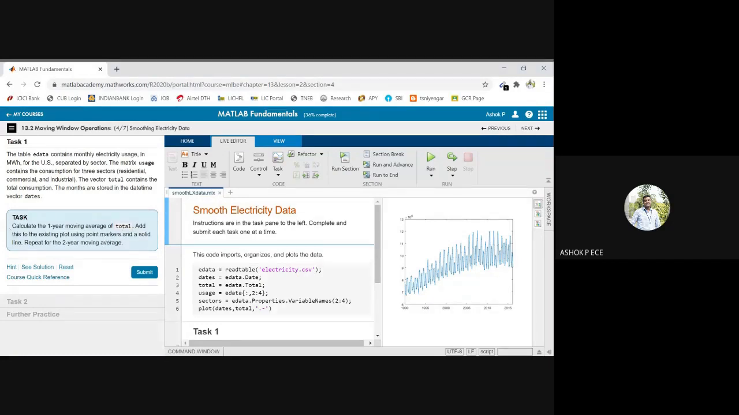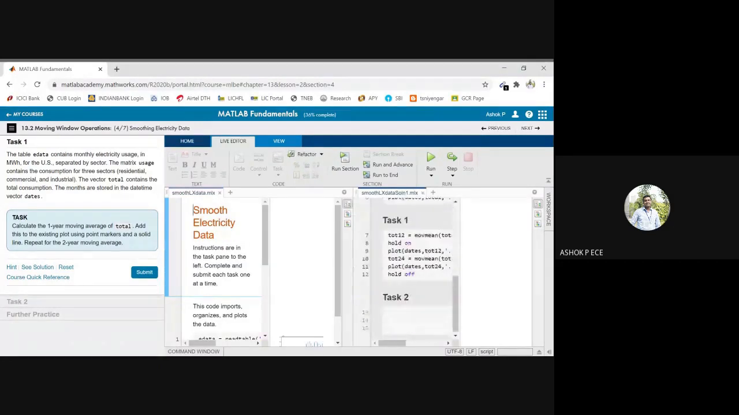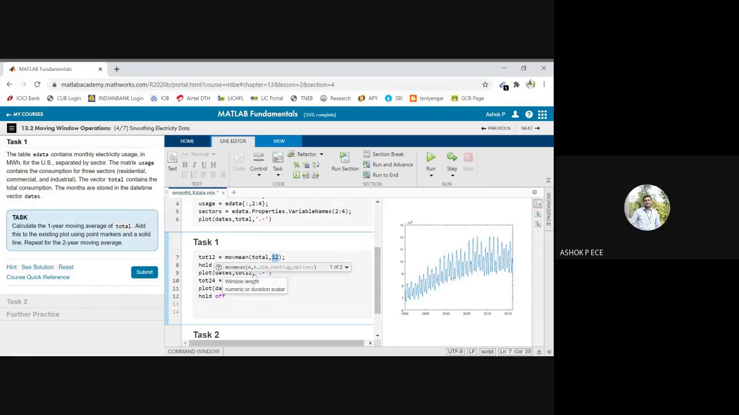Calculate the 1 year moving average of total. Add this to the existing plot using markers or a solid line. Repeat for the 2 year moving average. So I am going to find the 1 year moving average and the 2 year moving average. 1 year moving average means you have to do it for 12 months. 2 year means you have to do it for 24 months. So see here, I am giving a new variable total12 equal to movmean of total comma 12. They are asking us to find the moving average of total. So total comma 12. Why 12? I am going to find 1 year, and 1 year means 12 months.